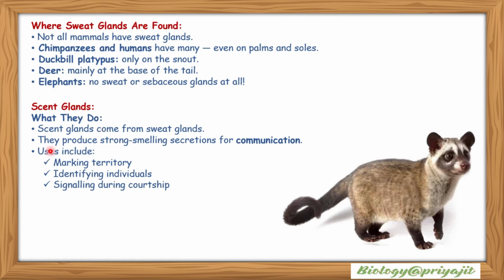Scent glands, what they do? Scent glands come from sweat glands. They produce strong smelling secretions for communication. They are used for marking territory, identifying individuals, and signaling during courtship. This is the image of a civet, and they are also called Gandho Gokul due to the presence of scent glands in their body.